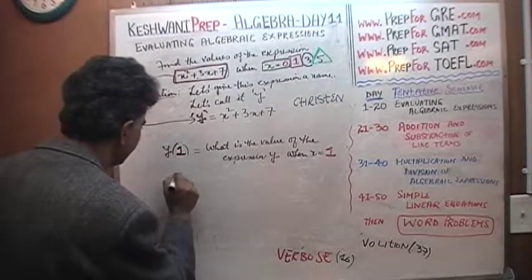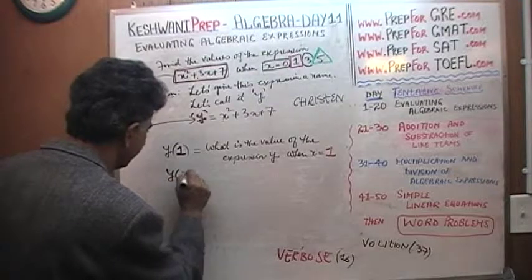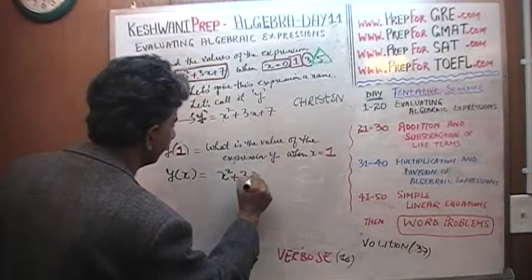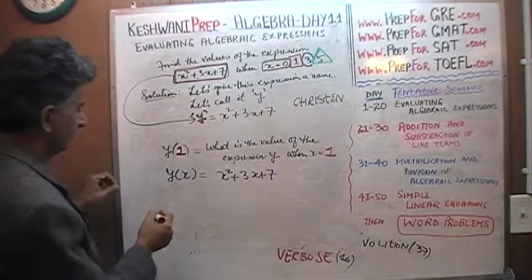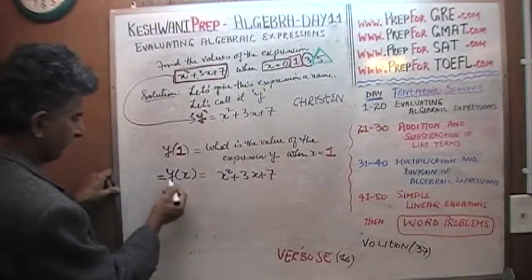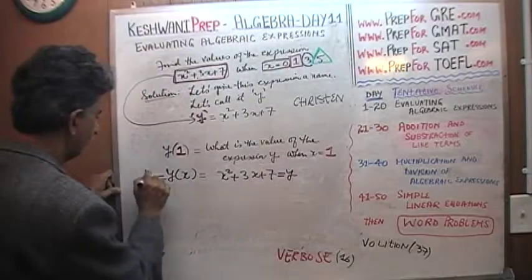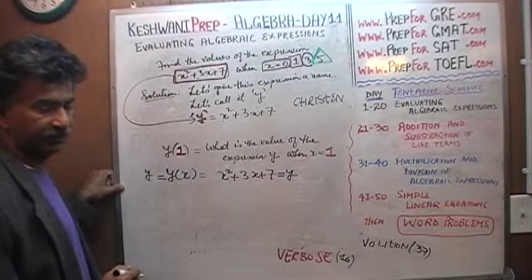Here is the expression. Y of x is written, which is x squared plus 3x plus 7. You can just write it as y. You can write this thing simply as y, like this, or you can write it like this. It's the same thing. It doesn't change anything.